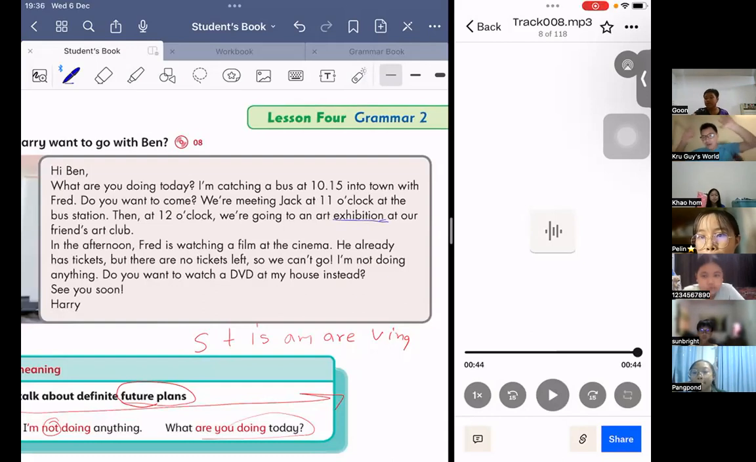Let's start from the one I want to hear. Juby, Sunbright and Katoon. Sunbright first, go ahead.